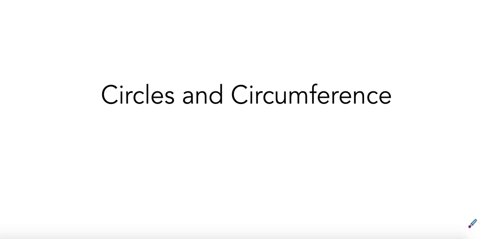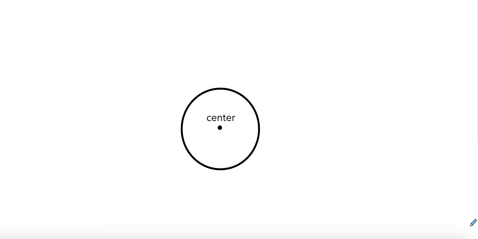Hi everyone, in today's video we are going to be talking about circles and circumference. To begin, we're going to take a look at our circle and we're going to label the different parts of our shape.